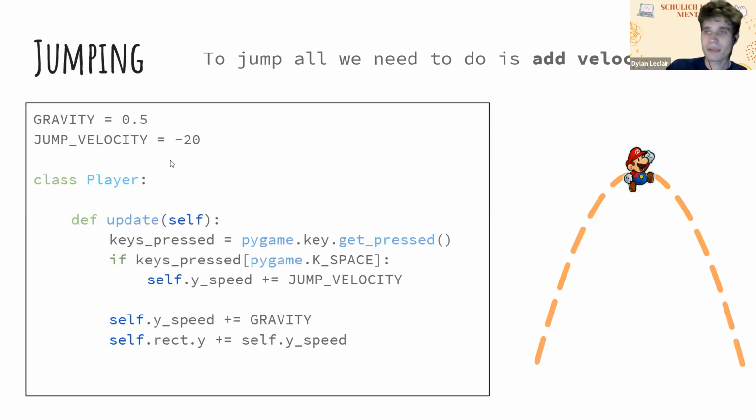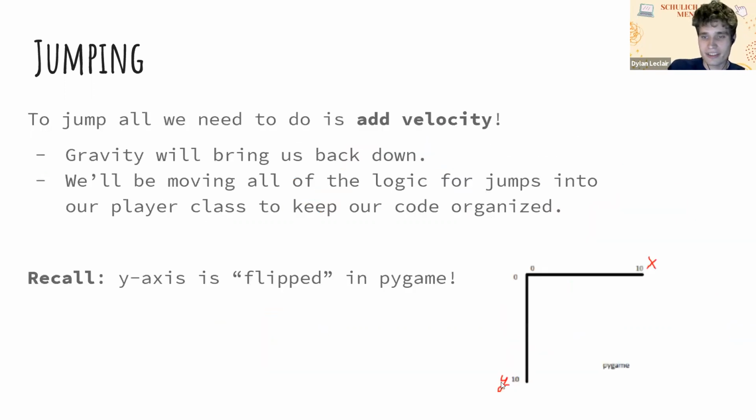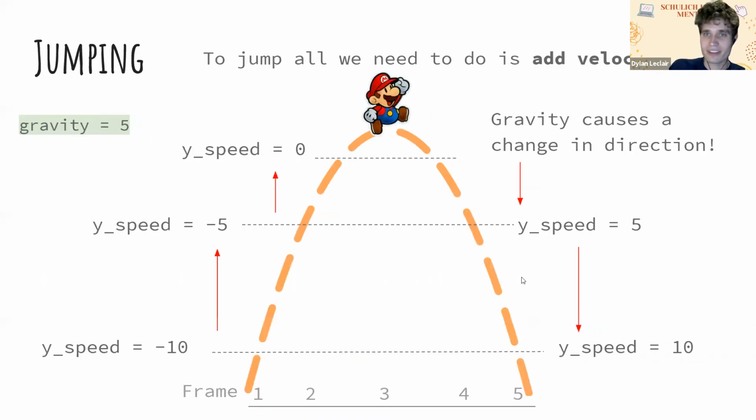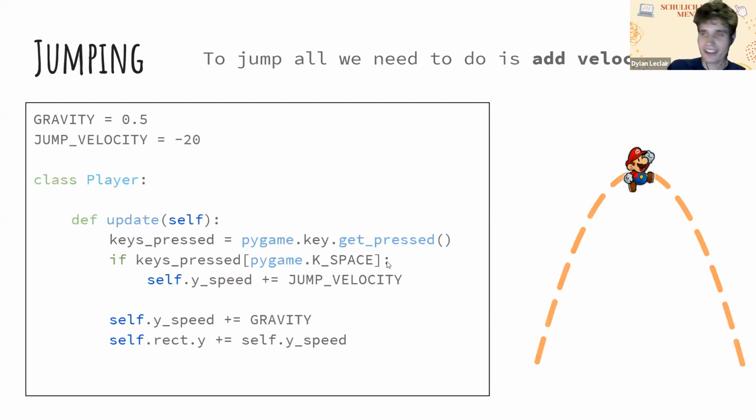And then in the same way, jump velocity is negative. Whenever we apply our jump velocity here, we want to go up. And to go from a high value to a low value, we have to add a negative value, right?